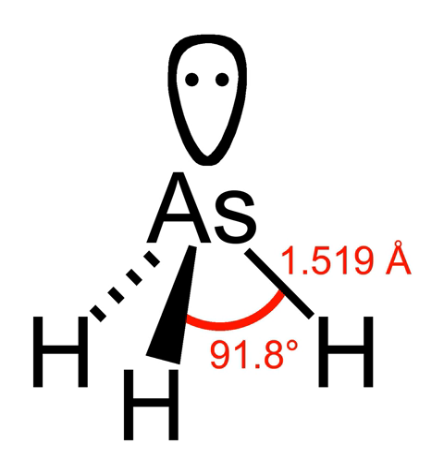AsH3 is generally considered non-basic, but it can be protonated by superacids to give isolable salts of the tetrahedral species AsH4+.